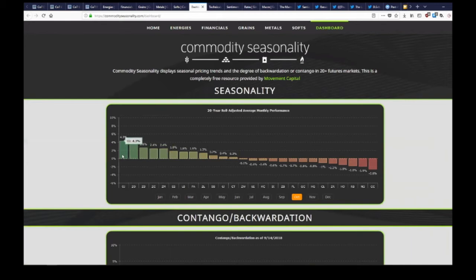OJ is probably sort of a hurricane risk thing. And on the right-hand side, we got the stuff that's historically been weak. It's honestly energy. It's crude, heating oil, RBOB, and then nat gas, and also cocoa. And so that's sort of a seasonal view of October.